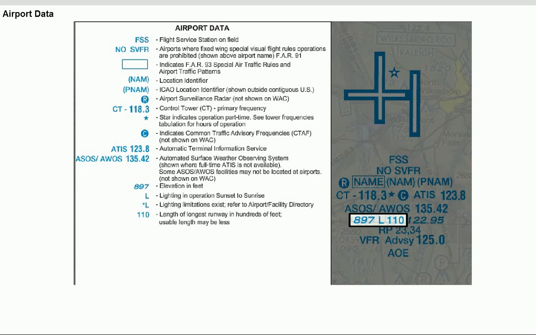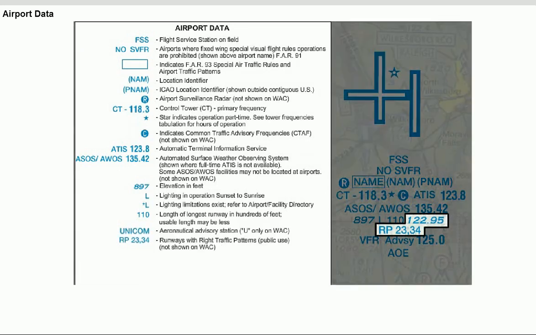The official airport elevation, highlighted here, is defined as the highest part of usable runway surface measured in feet above mean sea level. In this case, that airport elevation is 897 feet MSL. The letter L indicates that airport lighting is in operation from sunset to sunrise. If an asterisk precedes the L, it indicates that lighting is part-time, on request, or pilot-controlled. The number 110 represents the length of the longest runway in hundreds of feet, 11,000 feet in this case, although usable runway length might be less. The UNICOM frequency at airports with a control tower, normally 122.95, appears here.